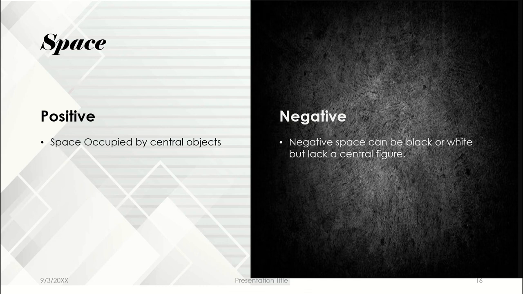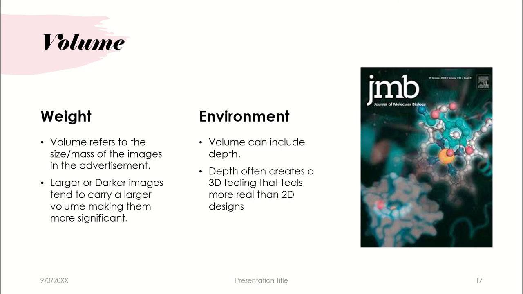Okay. And so our last one is going to be volume, right? And volume is going to be referencing objects that carry an idea of weight, right? Volume is sort of the size and mass of the image that we get from the advertisement, and also that weight can be increased if it has depth to it, meaning it feels 3D. So if the image itself has a 3D sense to it, then the weight of that object suddenly becomes more tangible, right? It feels heavier in our mind's eye rather than a 2D image.